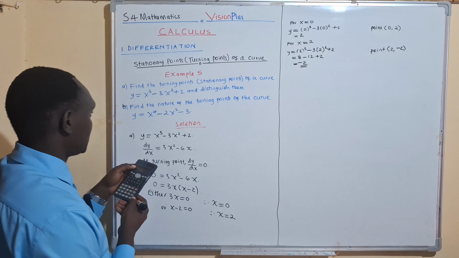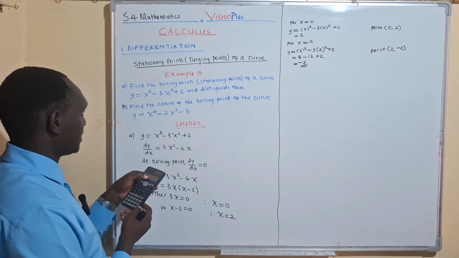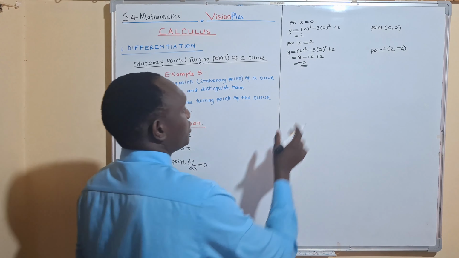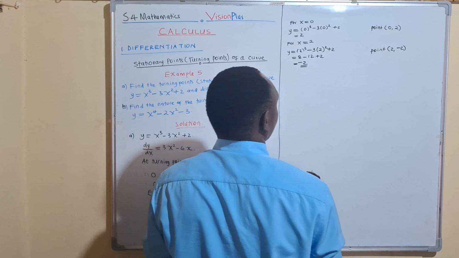x squared minus 3x plus 2. x cubed minus 3x squared plus 2. x is 2. Negative 2. So this is the next coordinate point.